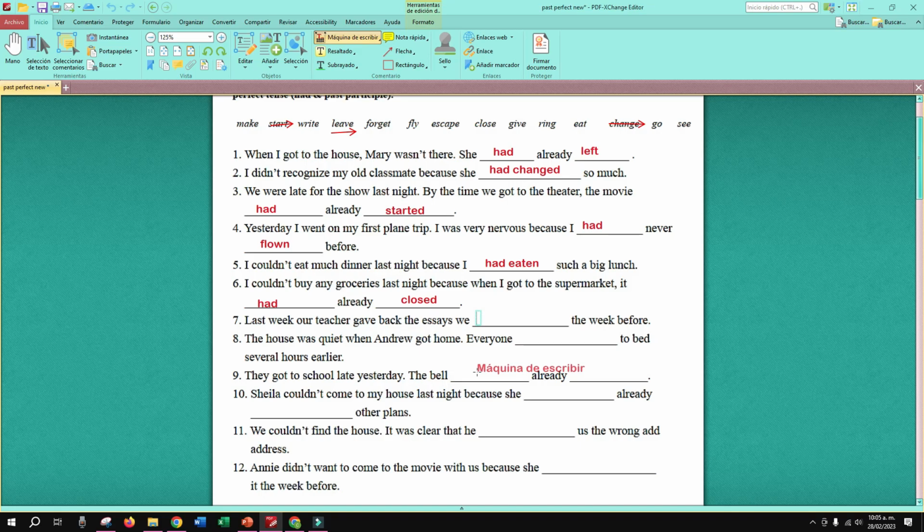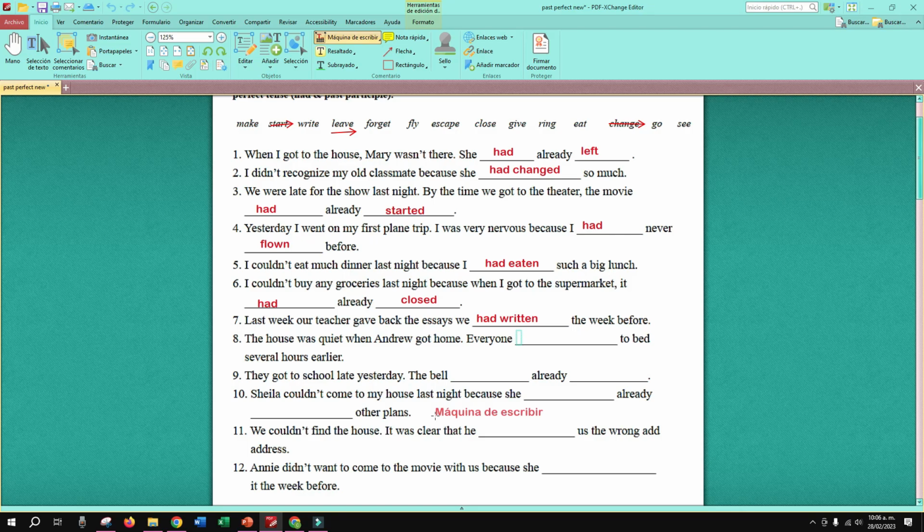We have "written," right? Written, yes. The week before, right? I say: last week our teacher gave back the essays we had written the week before. Excellent. Number 8. The house was quiet when Andrew got home.